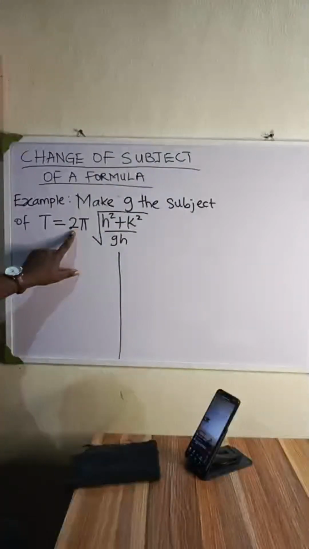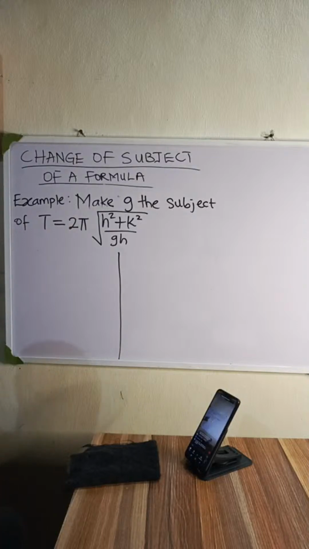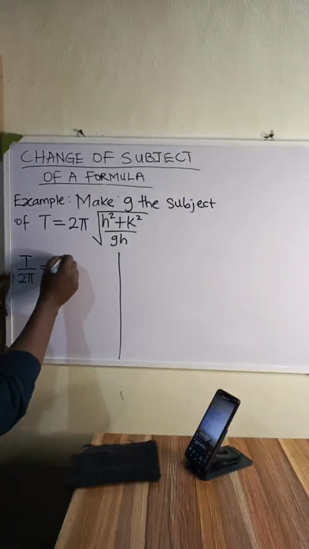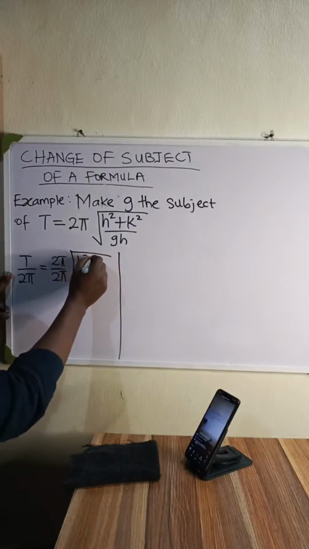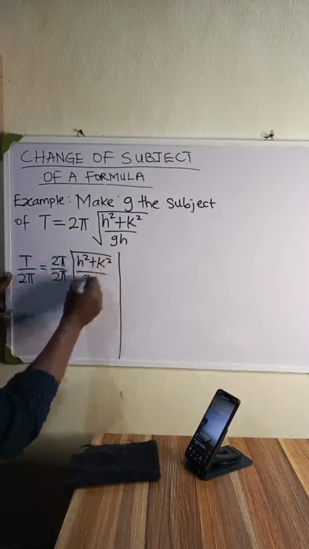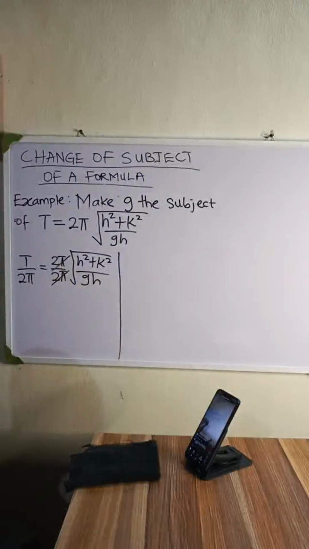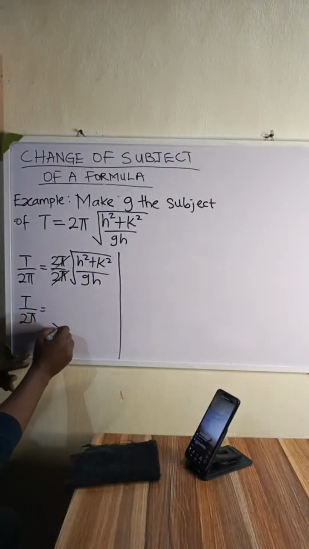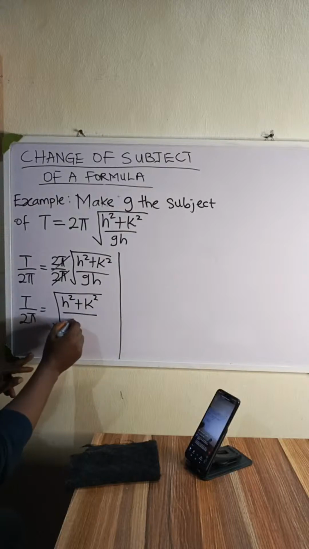Okay, so to eliminate 2 pi, we need to divide both sides by 2 pi. So we're going to have T all over 2 pi is equal to 2 pi all over 2 pi square root of h squared plus k squared all over gh. On the right, those two will cancel out. And then we're going to have t all over 2 pi is equal to square root of h squared plus k squared all over gh.